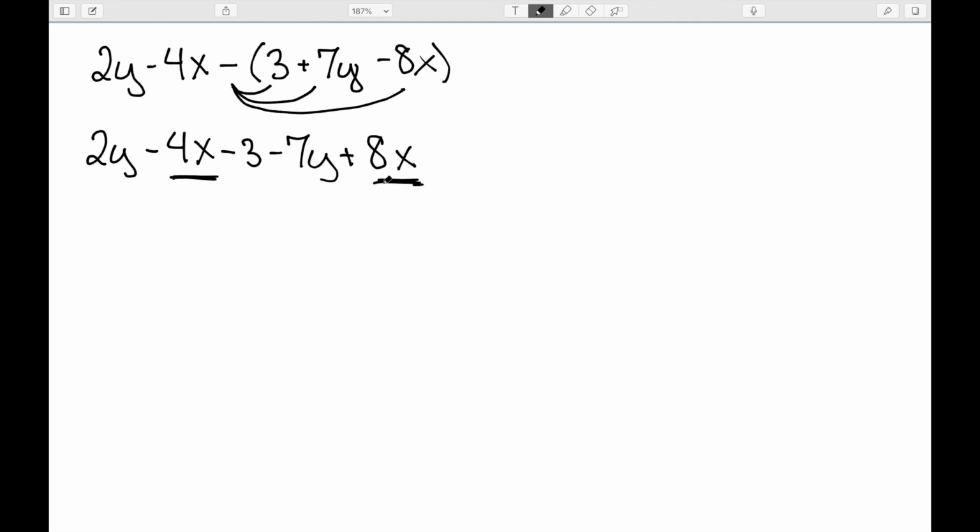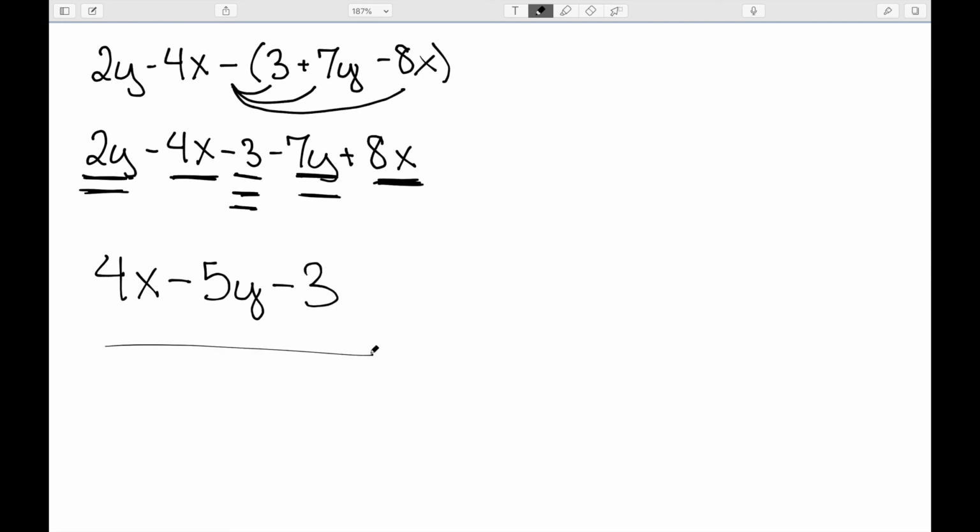We then have two things that have an x, a negative 4x and an 8x. Negative 4 plus 8 is 4. We also have two things that have a y, a 2y and a minus 7y. 2 minus 7 is negative 5. And then finally, we have this minus 3. So my solution here, 4x minus 5y minus 3.